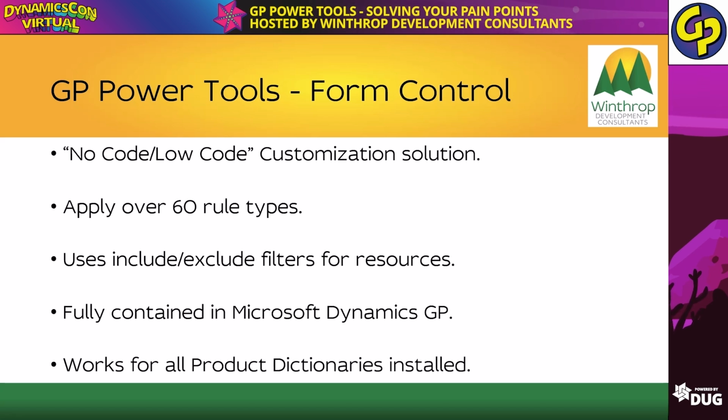It works by applying up to 60 different types of rules, which give it many features. It uses filters to include and exclude resources such as forms, windows, and fields. It is fully contained within Microsoft Dynamics GP, no external tools are needed, and it works with any product dictionaries installed, so all of the Microsoft add-on products as well as any ISV products installed or customizations that are dexterity-based.